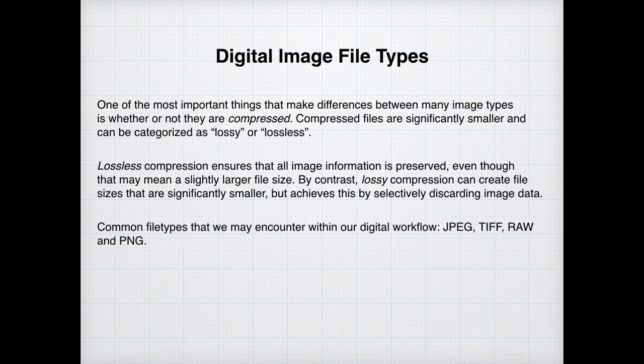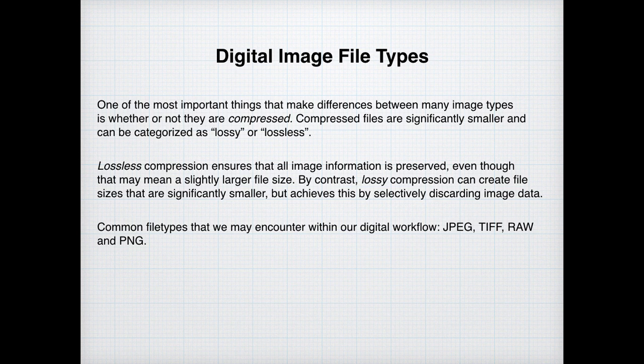So digital image file types, we're going to come up against this later in the semester, especially when we get to editing digital photographs. So you're going to hear these two terms, lossy and lossless. And you're also going to hear this term compressed. Compressed is what it sounds like, when something is squished. It's made smaller. And that compression can be categorized as lossy or lossless.